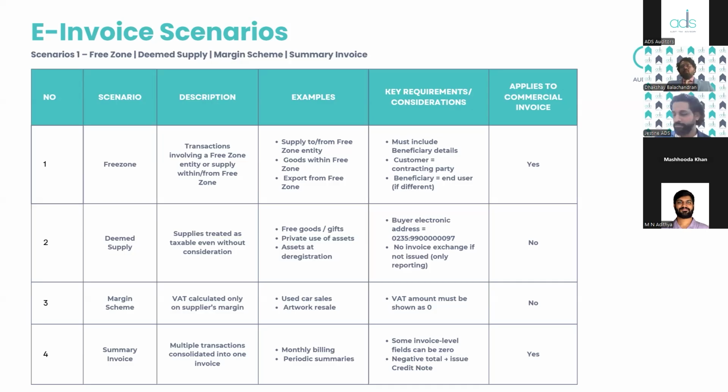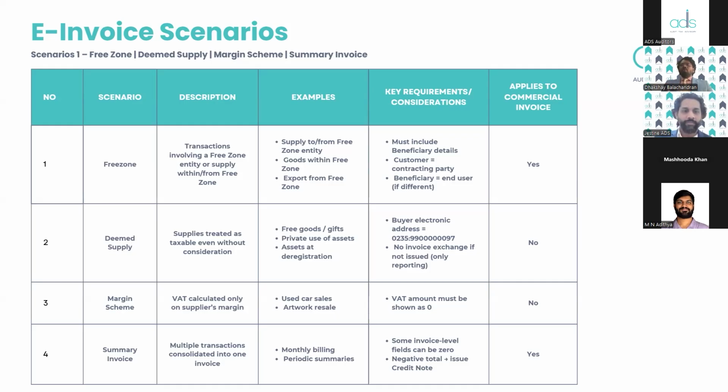The second thing we have to discuss now is the deemed supplier. Deemed suppliers are nothing but cases where you have had a transaction. Maybe you gave some goods for free, or you used some of the assets for yourself, or you have deregistered your company from VAT and you have some assets left in your company after the deregistration. So this scenario comes into place, which is called deemed supplier.